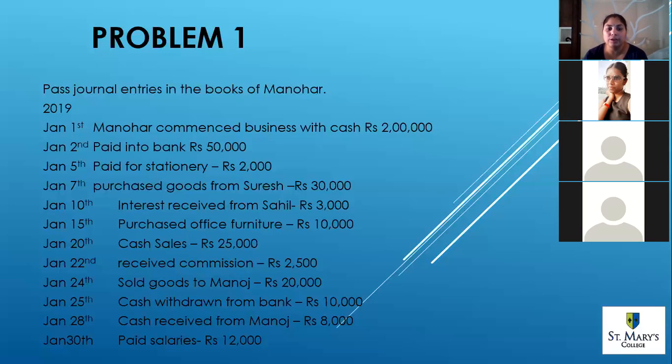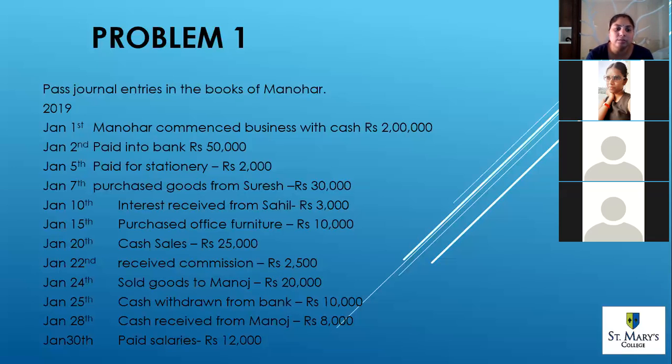So write the journal entry, January 28, cash account debtor to Manoj's account 8,000. And then write the narration, being cash received from Manoj. Being cash received from Manoj. Cash account debtor to Manoj's account. So we come to our last transaction for this problem.